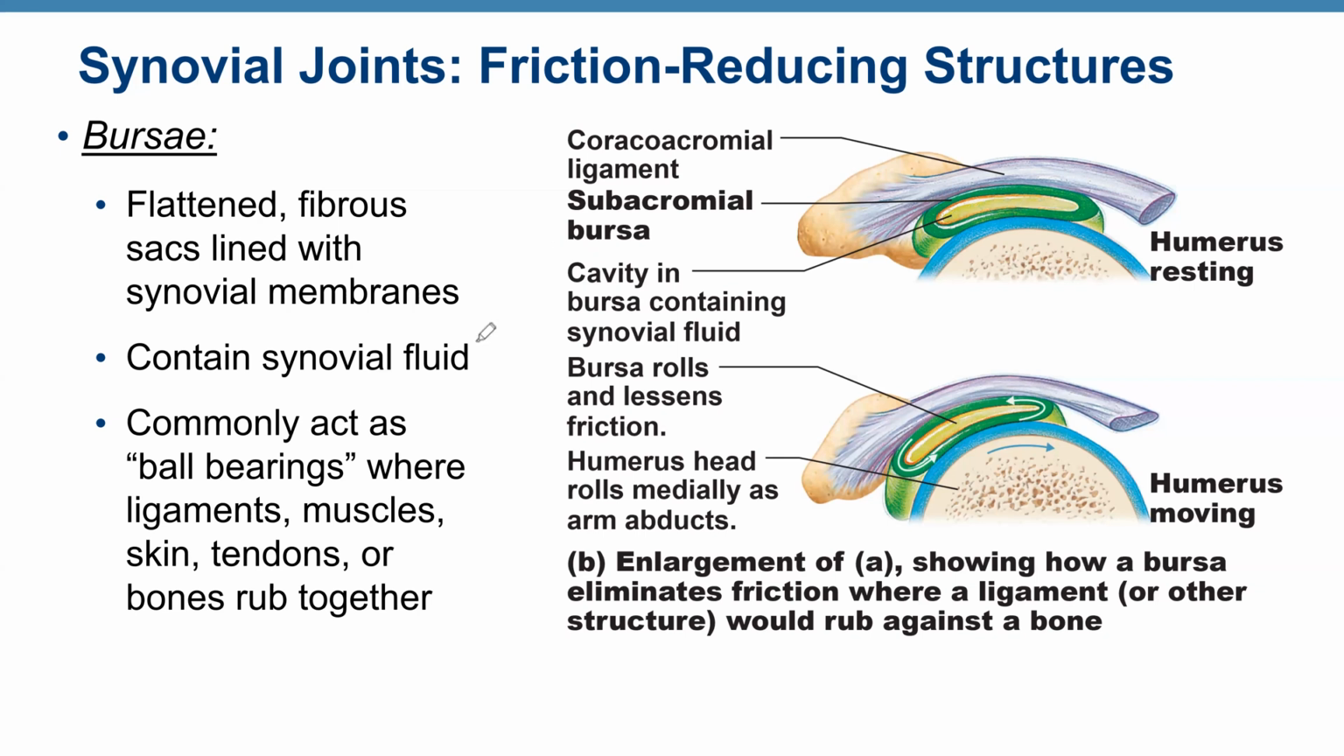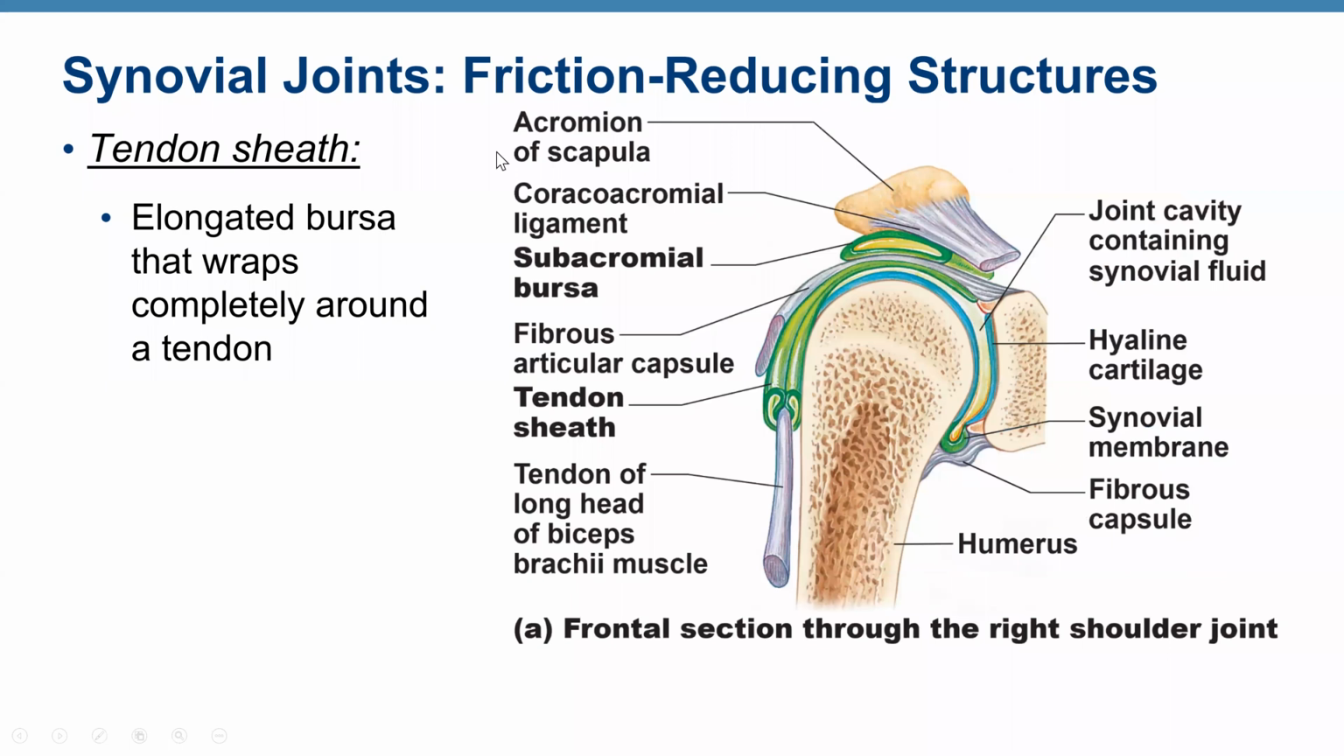So bursa contains synovial fluid, commonly acting as a ball bearing where ligaments, muscles, skin, tendons, or bones rub together. So that's what bursa is. So that's an additional structure of synovial cavity. Another one is tendon sheath. Those are similar to bursa, it's just an elongated bursa that wraps completely around a tendon.